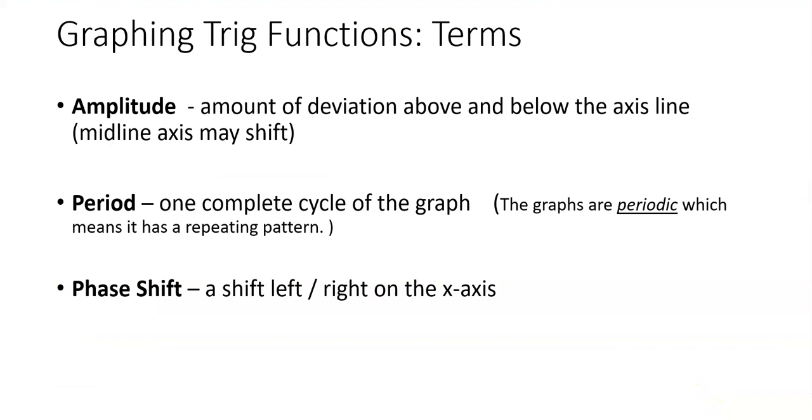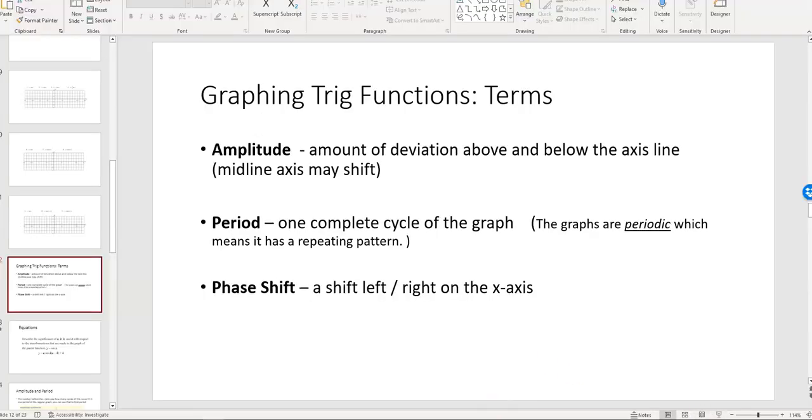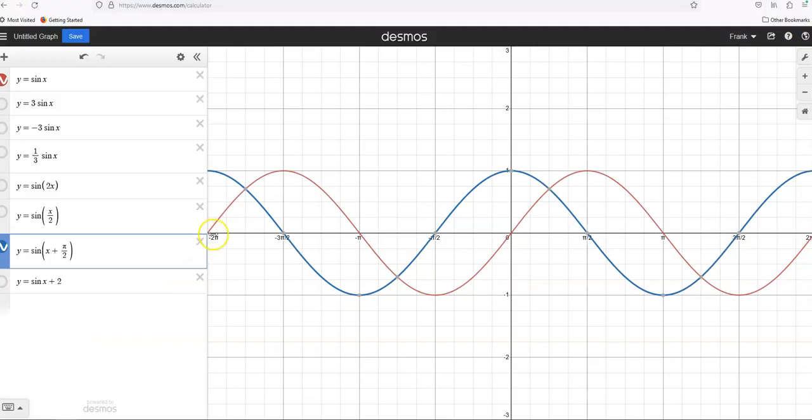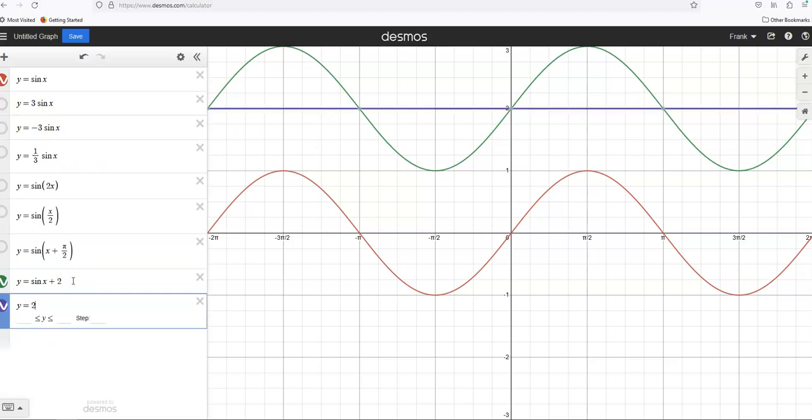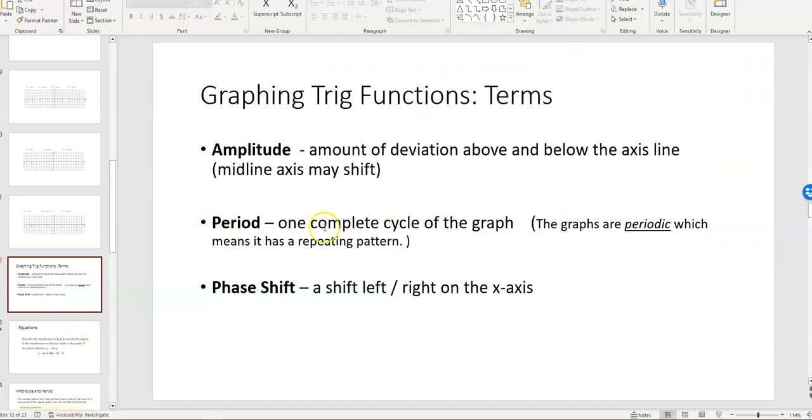So amplitude is how much above and below the axis line. Sometimes we call it the midline. But that midline can shift, because go back to that green function that we just had up there a minute ago. For this one, the midline was not at the x-axis. The midline was actually at y equals 2. Right? So if I graph y equals 2, that's going to be sort of the halfway mark of that function, not the x-axis. So what I'm calling the midline could change from graph to graph. Period is one complete cycle of the graph. The graphs are periodic. And then phase shift is how much it moves left and right.